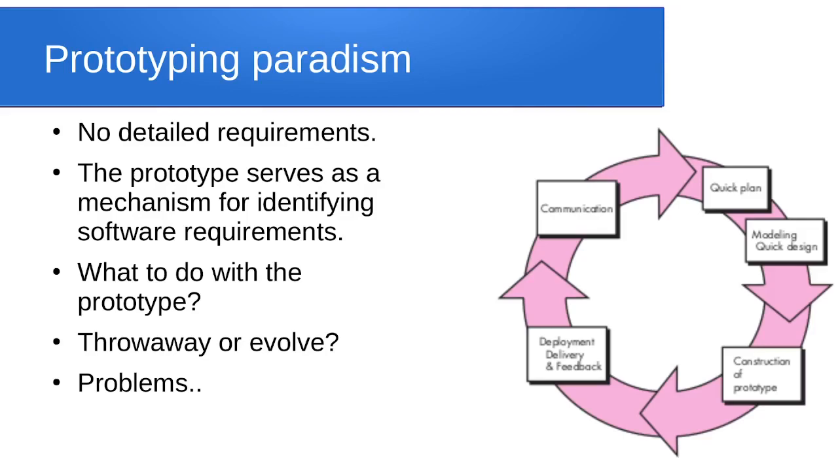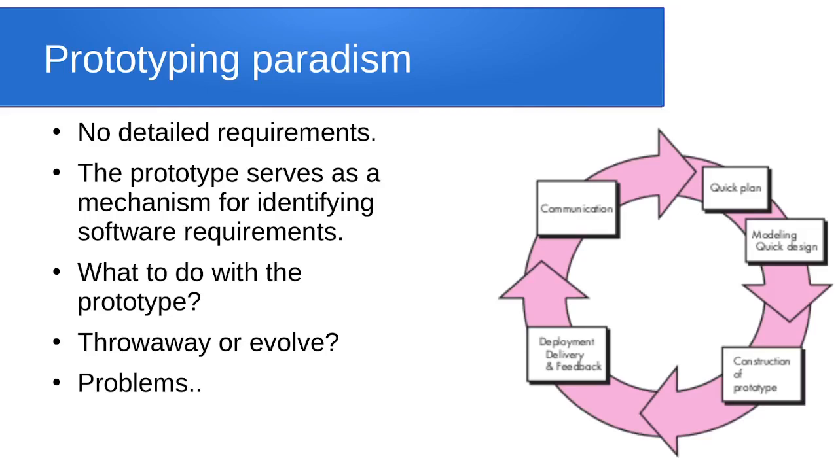So here, what happens is you start with communication. In communication, you try to find out the objective: these are the things they want in the software. With communication, you quickly plan how we can implement this, and you have a quick design. This quick plan and quick design are just for the prototype. You will construct the prototype and show it to the customer.